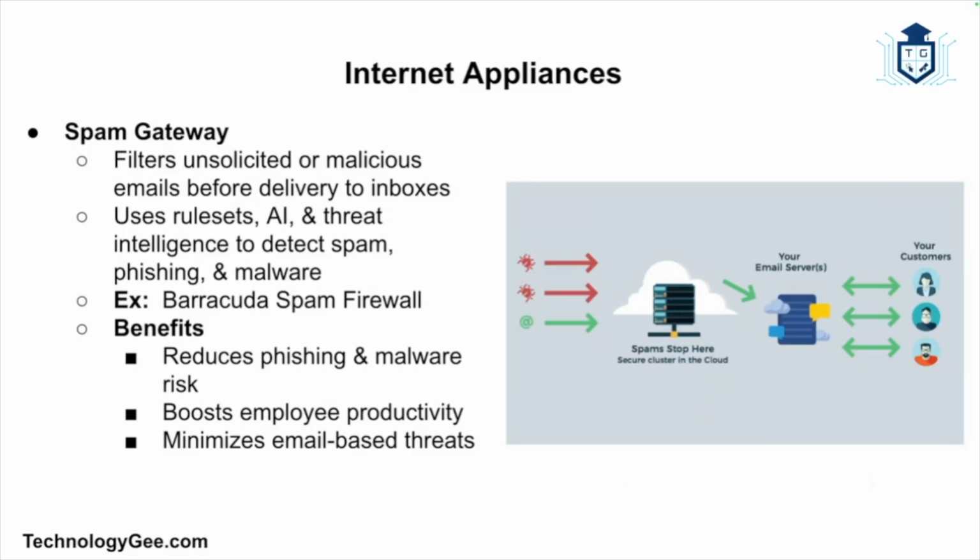All right, next let's move on and talk about internet appliances. So, internet appliances, these are specialized devices that are designed to handle specific functions, often related to security, optimization, or traffic management. And the first one we're going to talk about is called a spam gateway. So, spam gateways, they filter out unwanted or malicious emails before they reach user inboxes, and they use rules, AI, and threat intelligence to detect and block threats. An example of a spam gateway will be the Barracuda spam firewall. And the benefits are it reduces the risk of phishing, malware, and productivity loss.